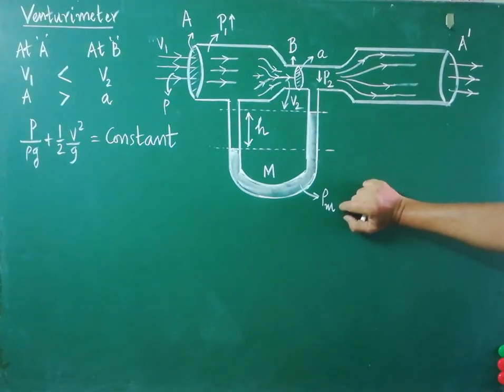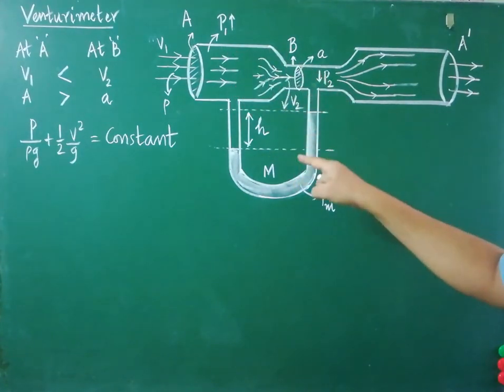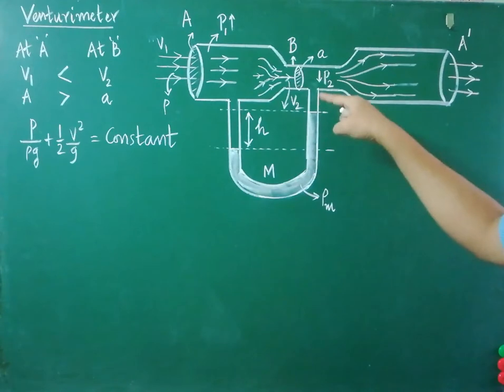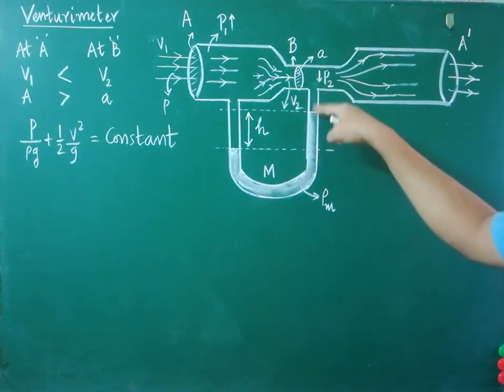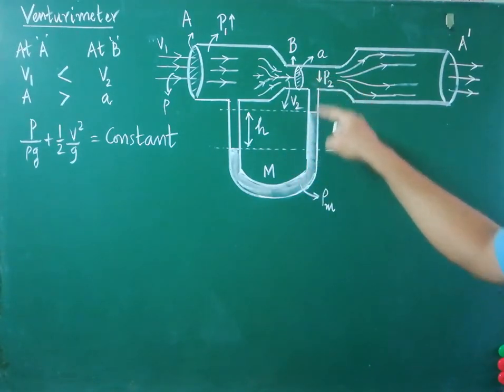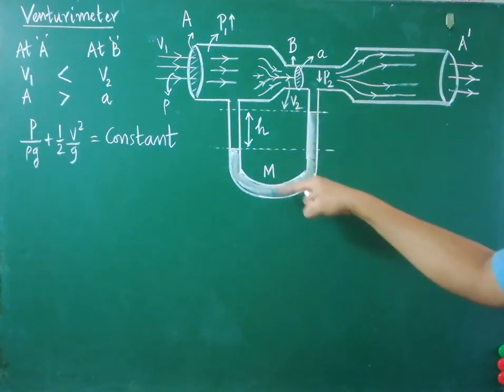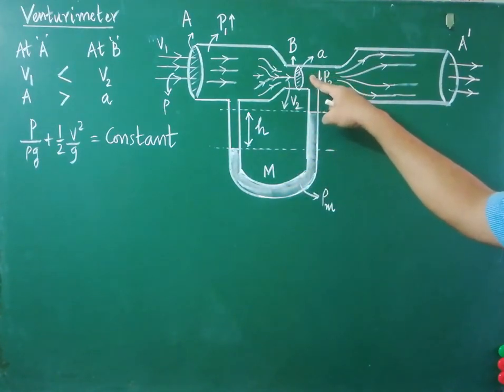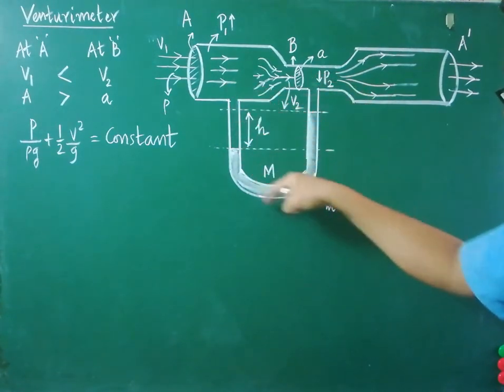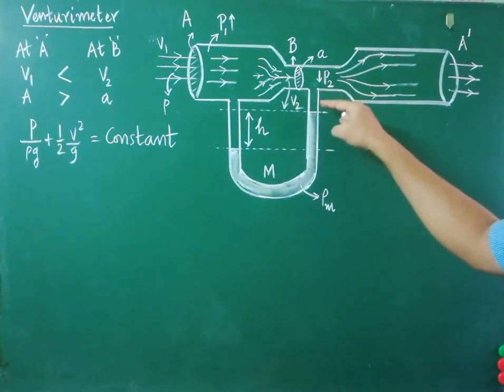Because of the difference in pressure, what will happen now? The liquid rises up very close to the narrower end. Why does it rise? Because the pressure is low. That's why there is a push here, and because of that it rises up.